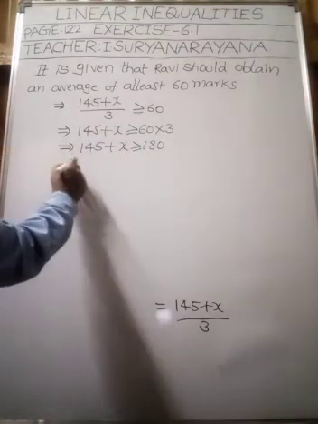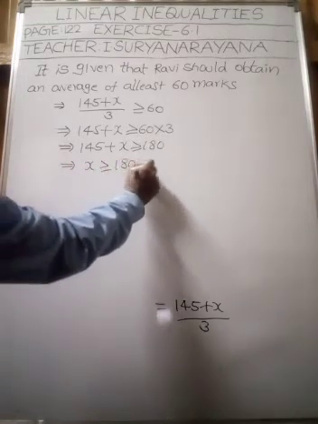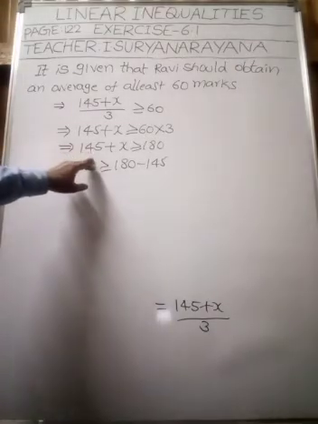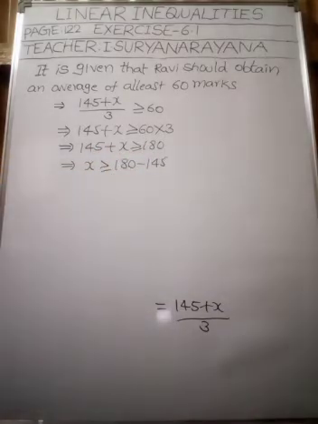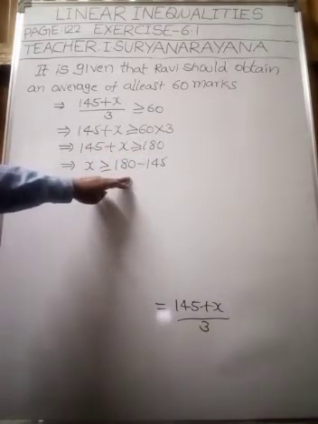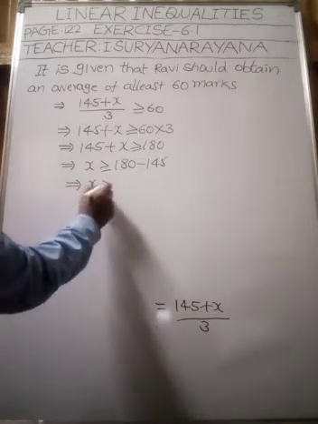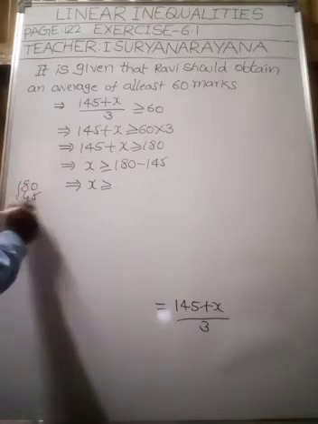Right. This implies x greater than or equal to 180 minus 145. We are just transposing this 145 to the RHS. Then it becomes minus 145. Okay, my children, understood this step? Right. This implies x is greater than or equal to 180 minus 145. What will you get?